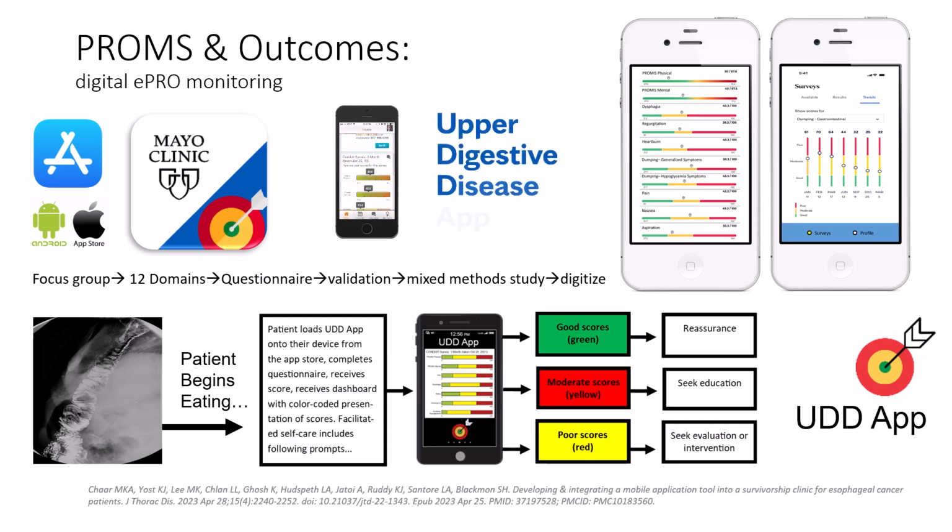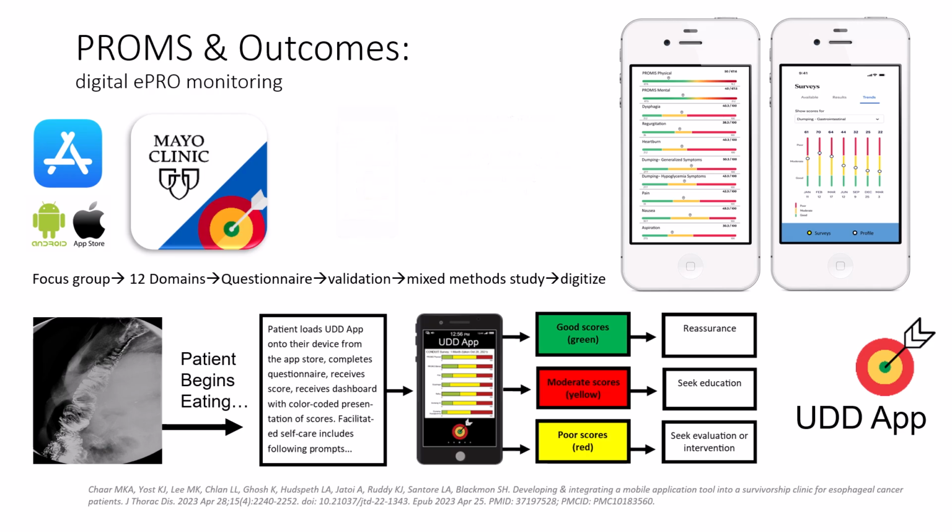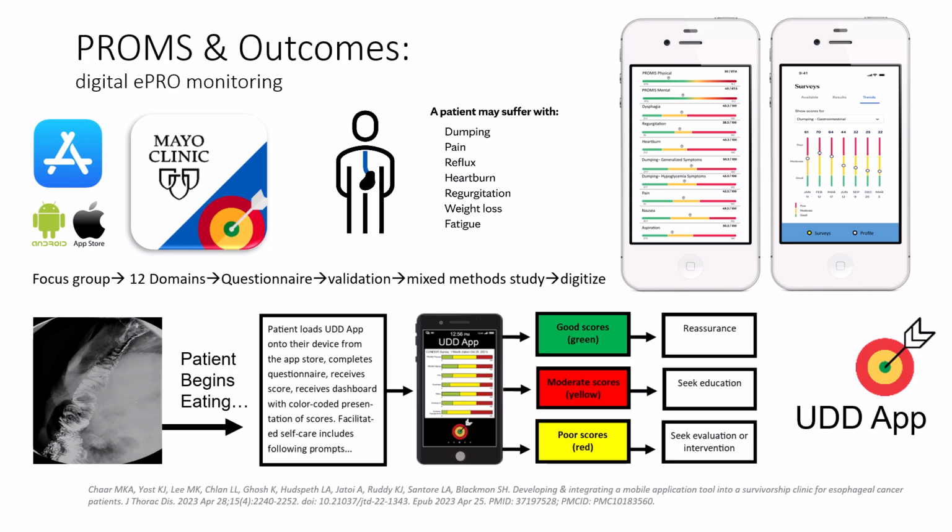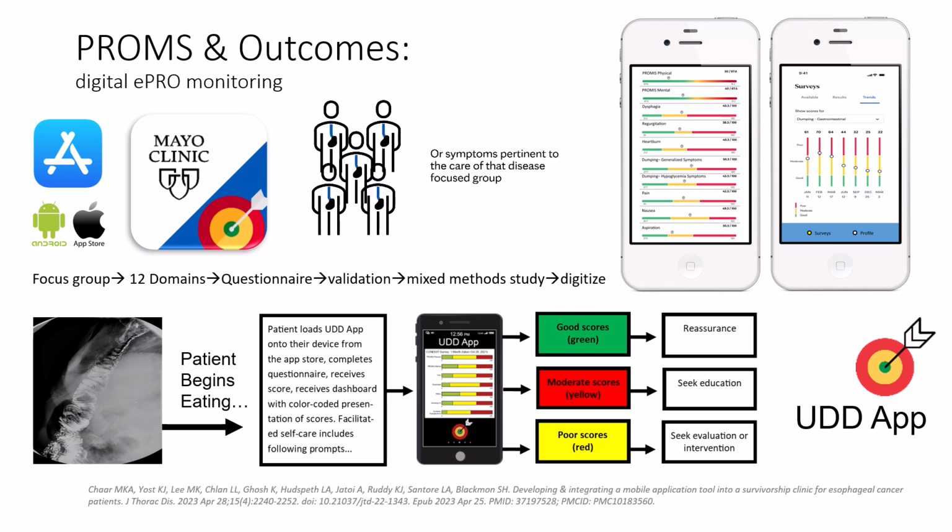I've developed the patient-reported outcome measure digital electronic PRO monitoring system called the Upper Digestive Disease App. This was co-developed with Mayo Clinic and evaluates the patient on 12 variables after foregut reconstruction or any prior foregut surgery. Patients may suffer with dumping, pain, reflux, heartburn, regurgitation, weight loss, or fatigue, declining physical overall health, declining overall mental health, or any symptom pertinent to the care of that disease.